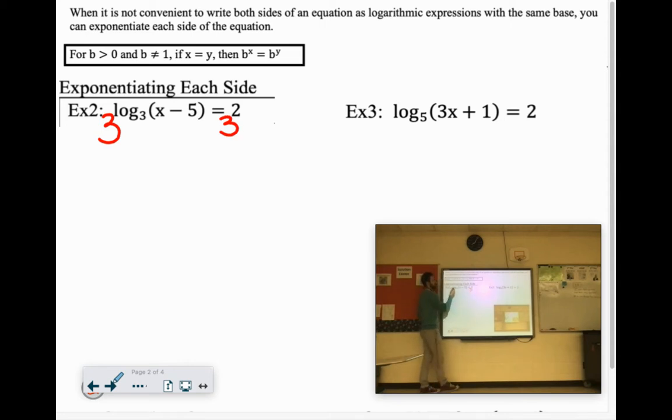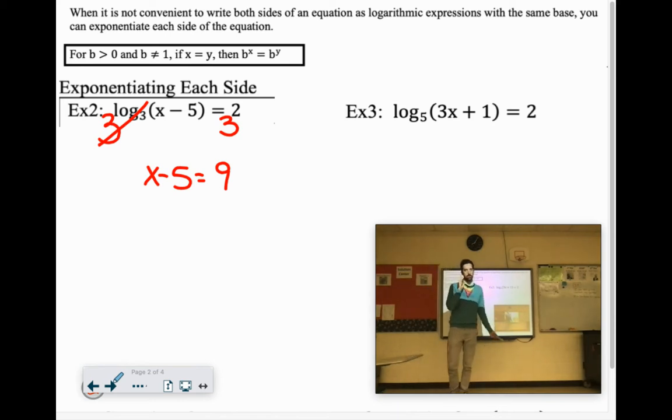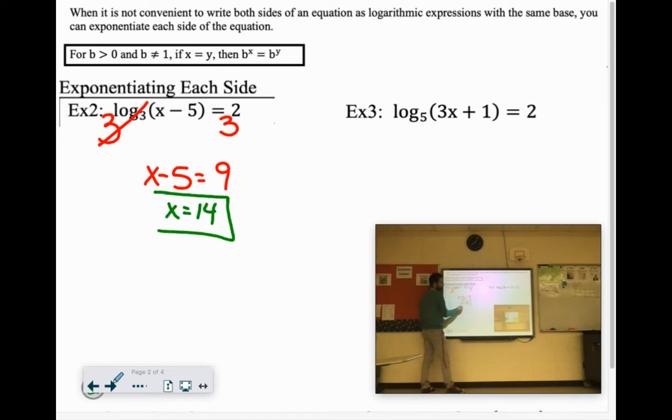So the 3 to the log sub 3 power all cancels out, so we're just left with x minus 5 equals 3 to the second power, which is just 9. Now, you might remember that's the exact same equation we had before. We had 3 to the second equals x minus 5, and 3 to the second is 9. So this is all good. We'll add the 5 to both sides, and we will get x equals 14. If you substitute that into the original equation, log sub 3, 14 minus 5 is 9, and 3 to the second power is 9. So it all checks out.